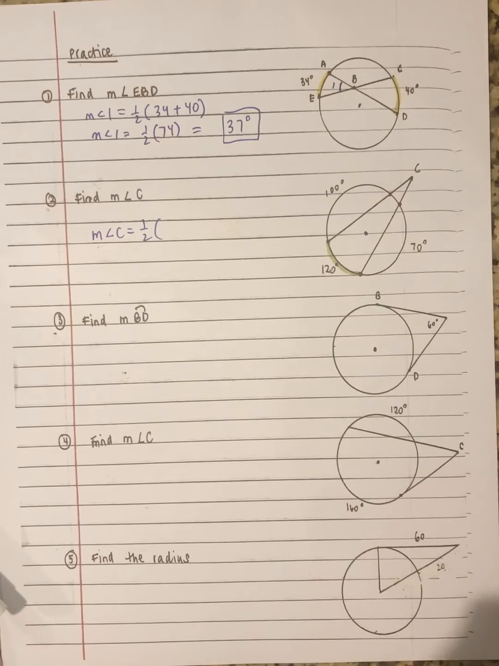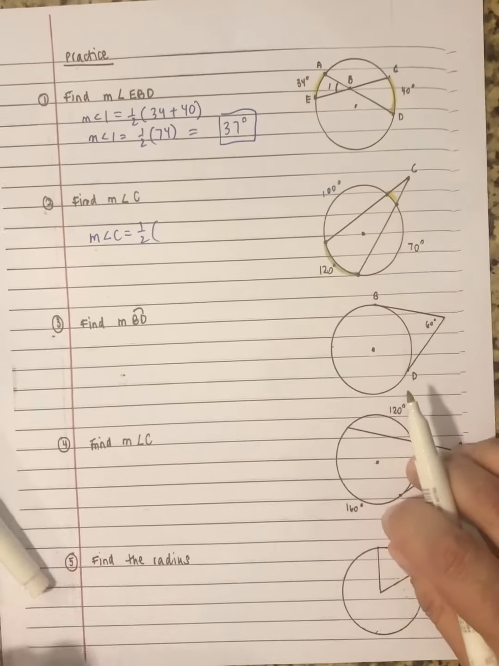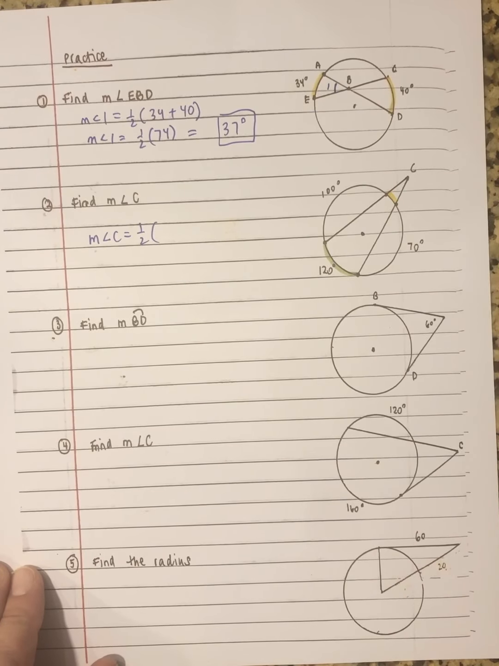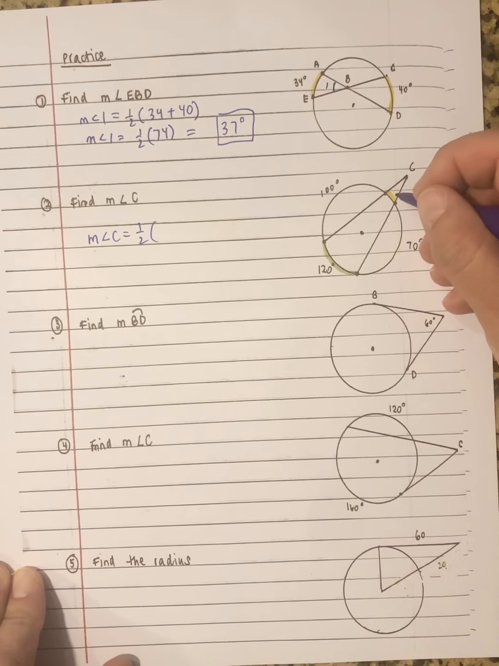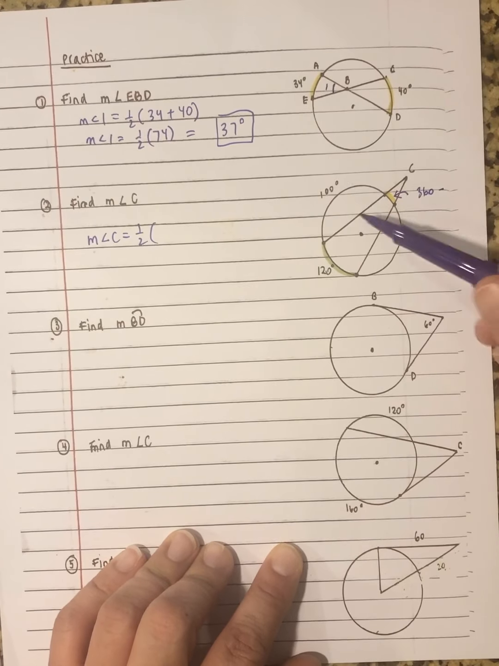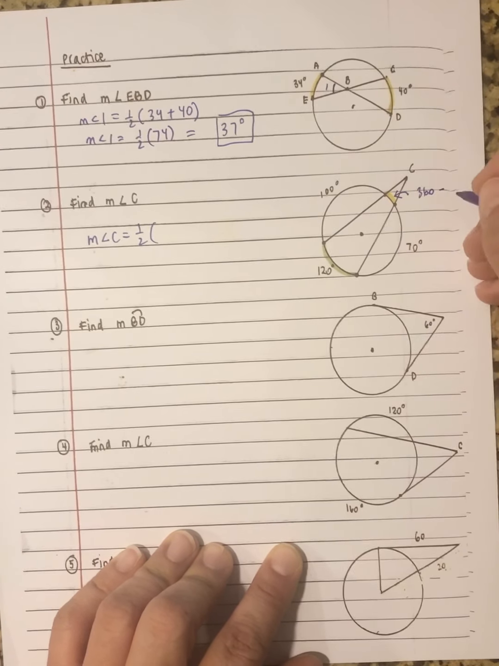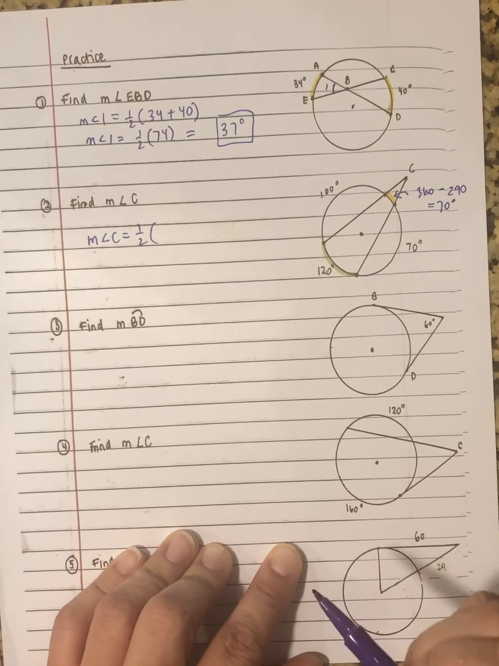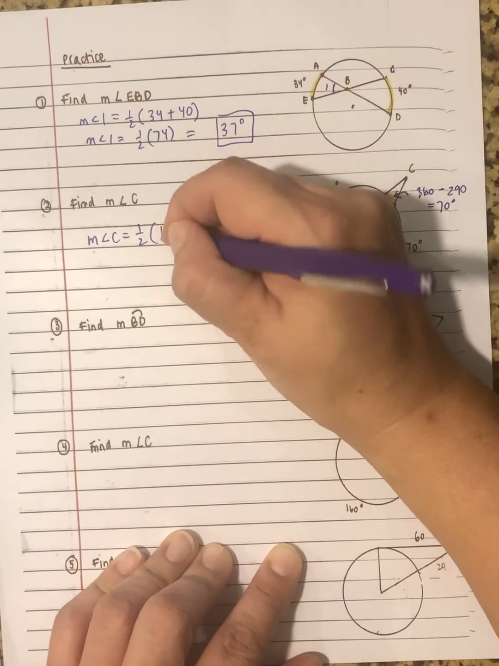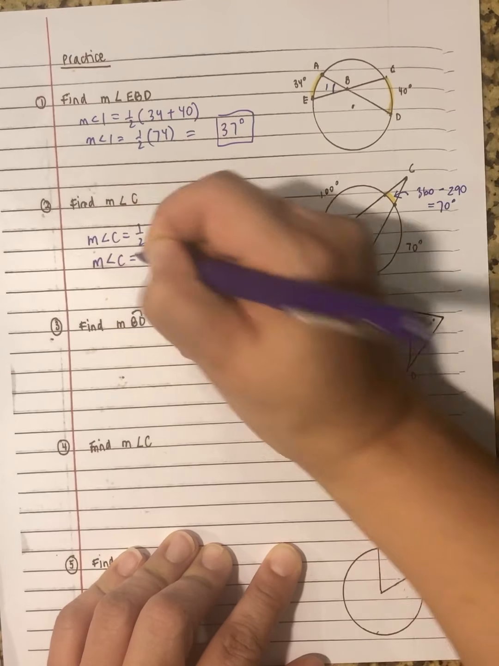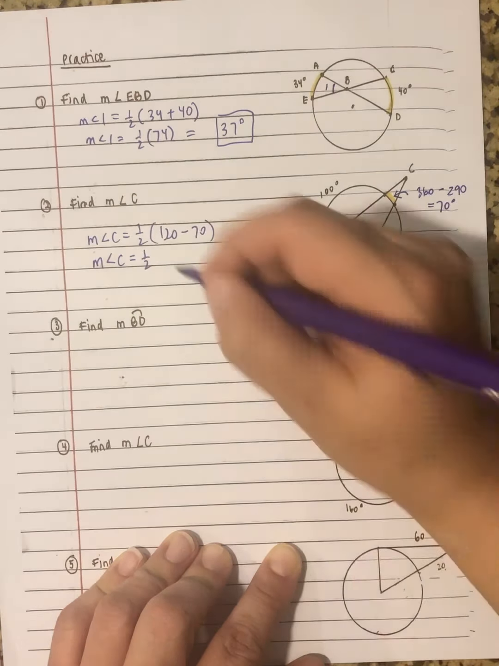Now, I don't know if you guys can see, but this arc on the inside, we don't know its measure, okay? But remember, the sum of all the arcs in the circle has to equal 360, which means that this arc right here has to be 360 minus the sum of these three arcs, which is 100, 220, 290. So it's equal to 70 degrees. So the measure of angle C is going to be 1/2 of the difference between 120 and 70. So measure of angle C is equal to 1/2 of 50, which is 25 degrees.